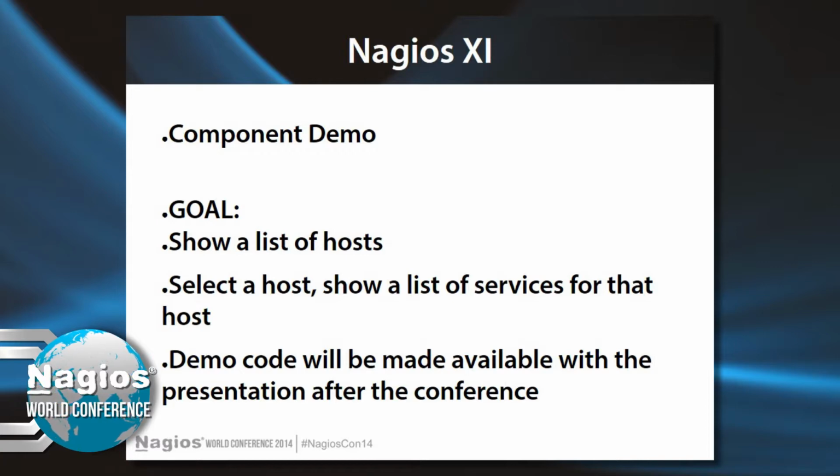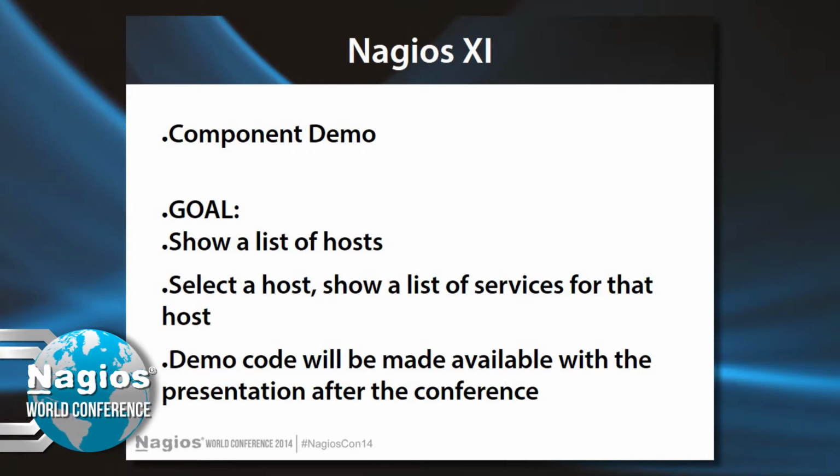So you'll be able to go in and have a look at the code, because I can't put all of the code on here. It's very hard to do that. But you will see sections of the code, and then you'll be able to play with it later. So my goal here is I want to show a list of hosts, then I want to select a host, and then show a list of all the services for that host.